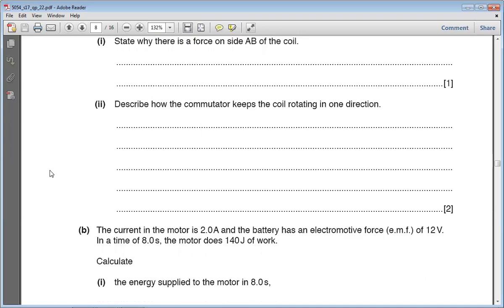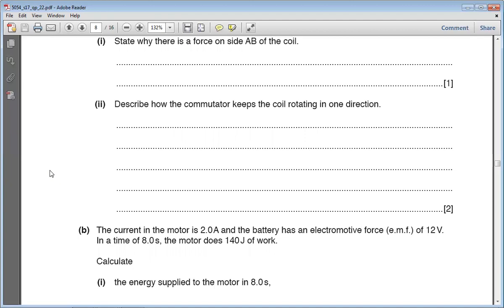He said, describe how the commutator keeps the coil rotating in one direction. You see, this is the function of the commutator. When the coil during its rotation becomes vertical, the direction of the current in the AB and CD sides is reversed by the commutator. By reversing the direction of the current, it makes sure that the force acting on the sides AB and CD also reverses. And this helps to keep the coil continuously rotating in the same direction.